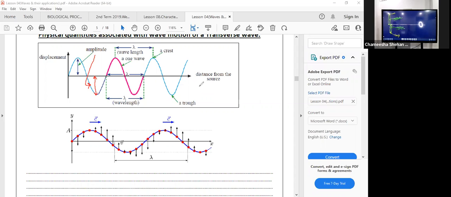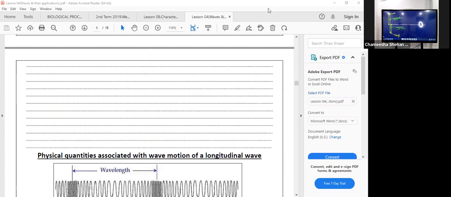Right. Next one. Wavelength. So in dotted lines, you can write wavelength.